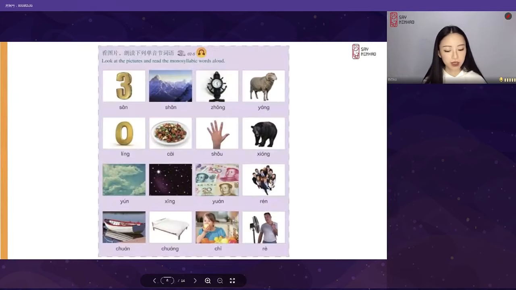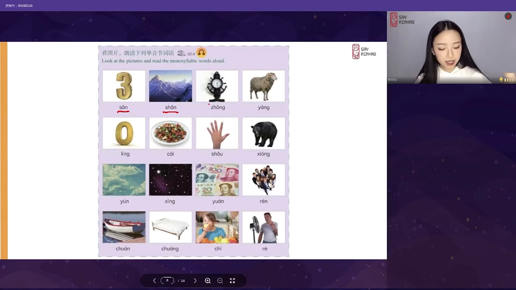So now let's move on to the next part, practice. Let's try to practice them with some monosyllabic words. The first one is three in Chinese, which is san. So the initial is s, we've just learned it, and the final is an. And the tone is the first tone. So, s an, san. Read after me, please. San. Next one is shan, the mountain. The initial is sh. The final is an. The tone is first tone. So, sh an, shan.